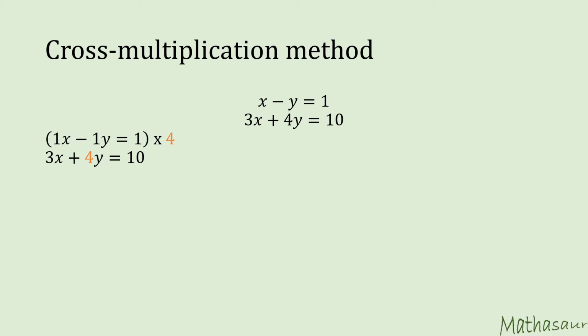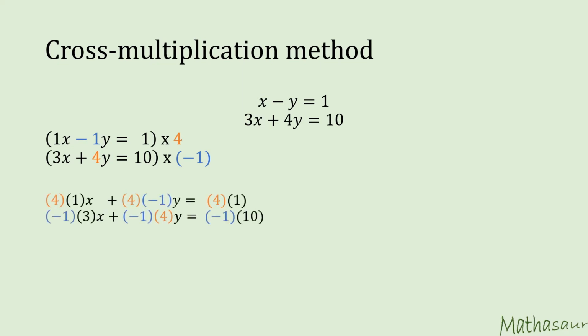Then we multiplied the first equation by the coefficient of the y variable in the second equation. Similarly, we multiplied the second equation with the coefficient of y variable in the first equation. Then we subtracted these equations and rearranged the terms to find the value of variable x.